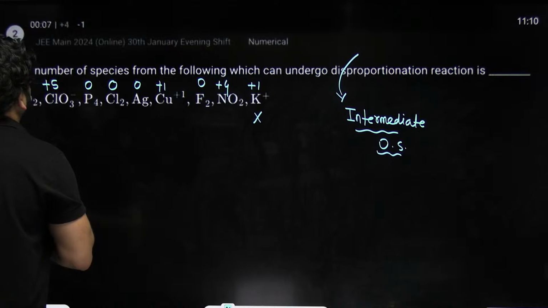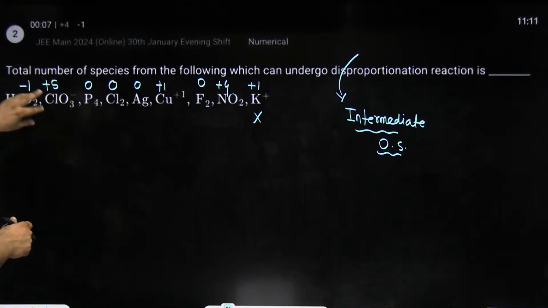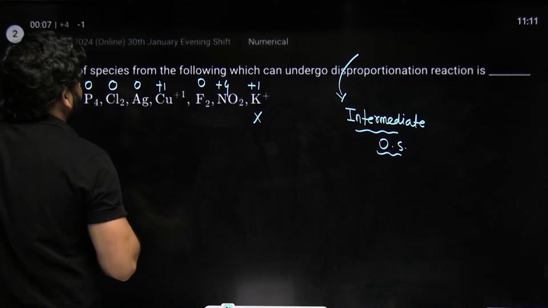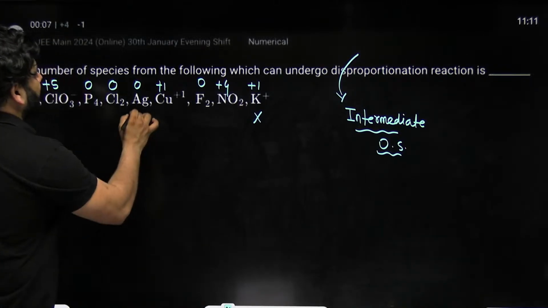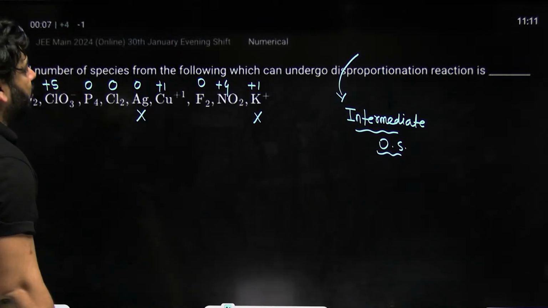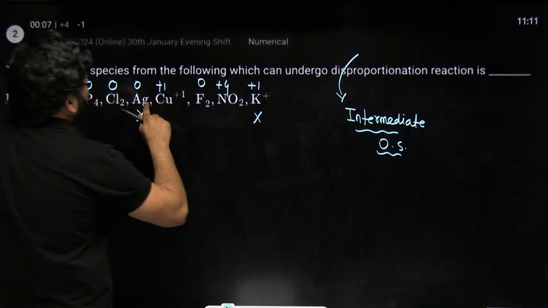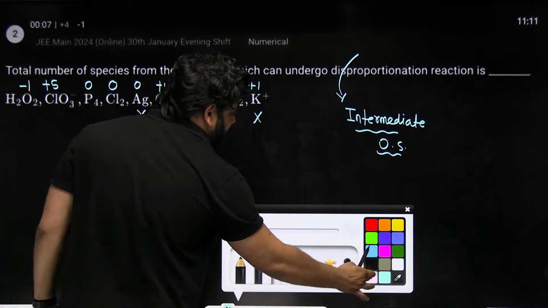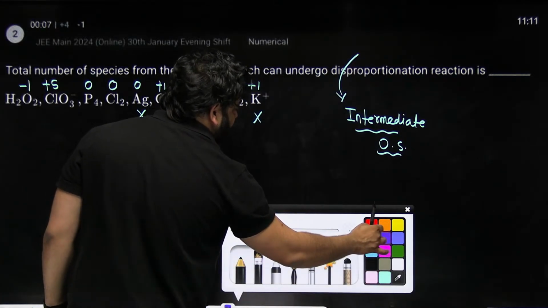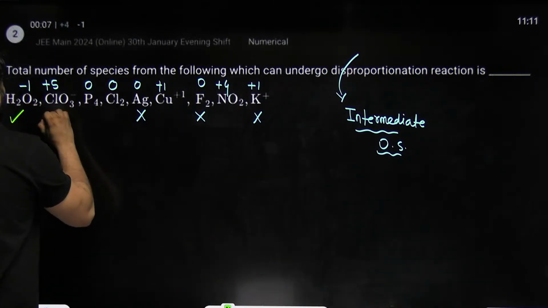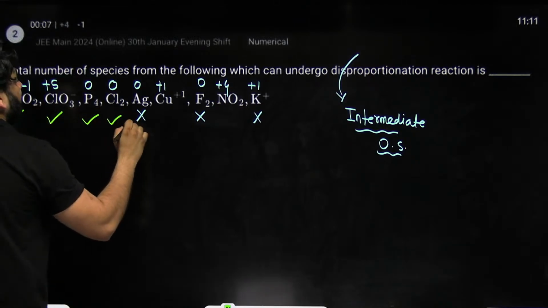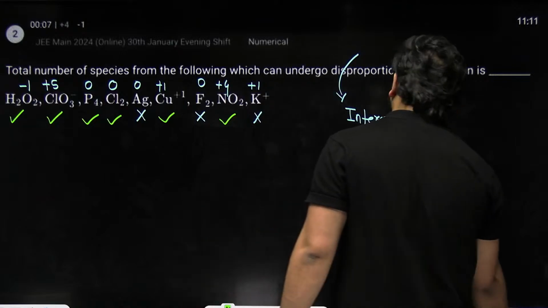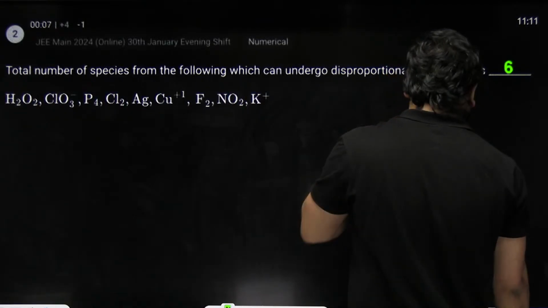ClO3- can go to +7 also, and 0 also. Cl2 can go to plus also, and minus also. Silver can go only to positive oxidation states, not negative. Copper +1 can go to 0 and +2 also. Fluorine can never go. So I think the remaining ones should be the correct answer: H2O2, ClO3-, phosphorus, chlorine, copper, and nitrogen dioxide. 6 is the correct answer.